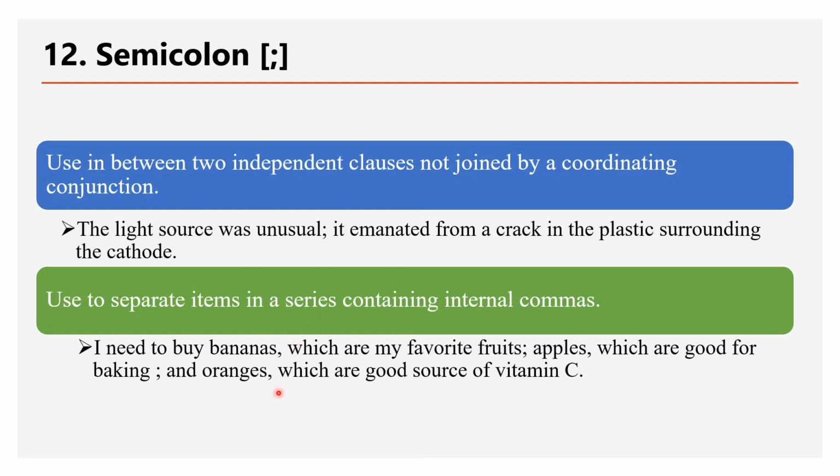Next, it is used to separate items in a series containing internal commas. For example, "I need to buy bananas, which are my favorite fruit; apples, which are good for baking; and oranges, which are a good source of vitamin C." So here you can see that semicolons are used in a series to separate different items.